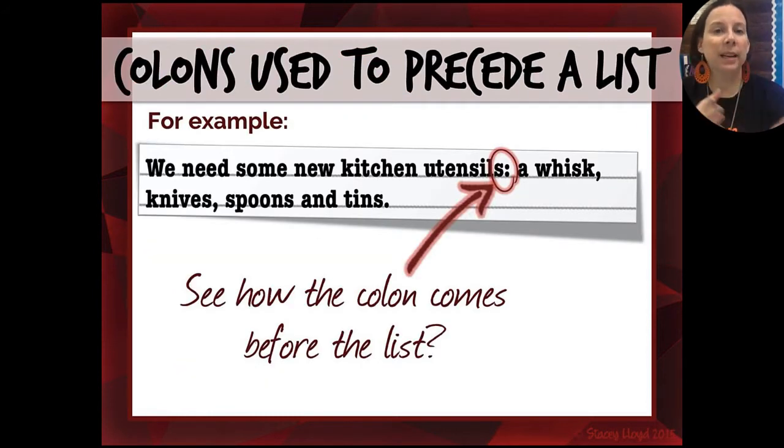So when you're preceding a list, this is how you probably have used it the most, and you've probably seen it used this way the most. Like if I wanted to do a bulleted list, a lot of times I'll write it, then I'll have the colon, and then I'll have my bulleted list underneath. So we need some new kitchen utensils. Colon, a whisk, knives, spoons, and tins.